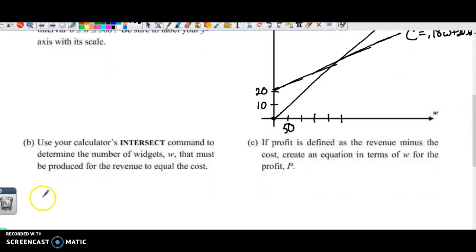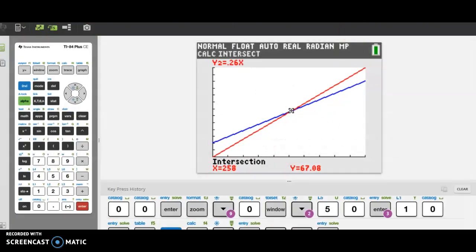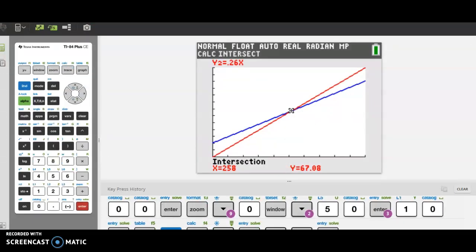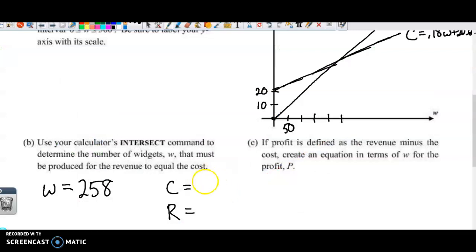So the number of widgets that you need, I already forgot, 258. And what that gives us is that the cost and the revenue both equal each other at $67.08. And what does that mean? It's going to take you that long before you start to make a profit.